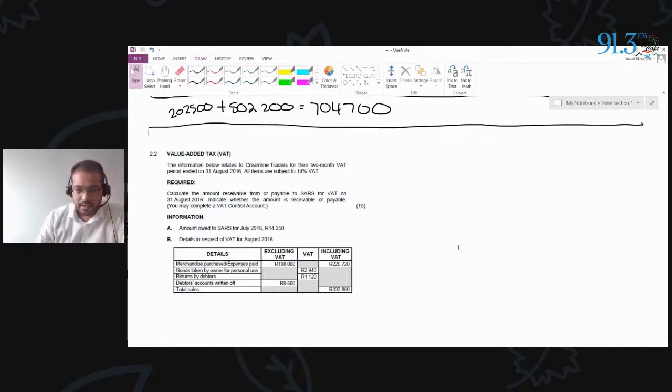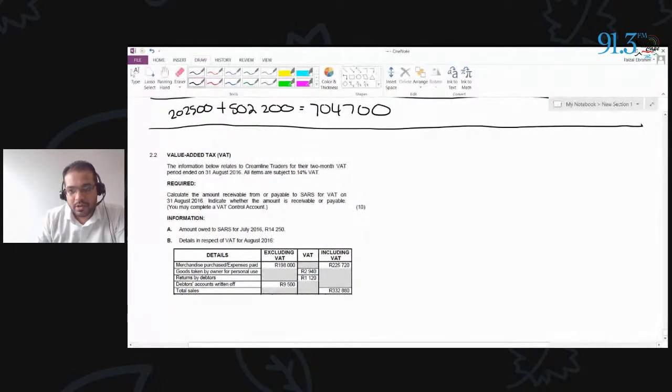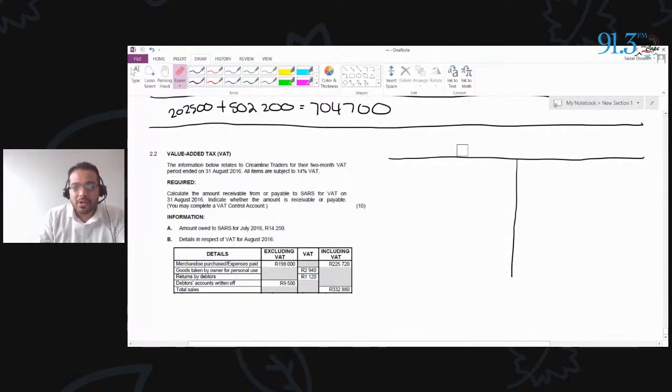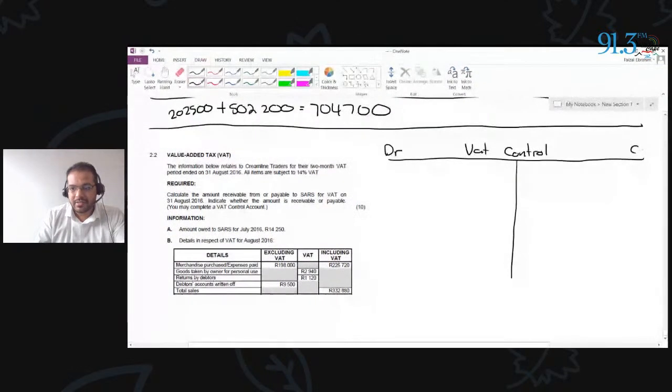Okay, so let's look at it. First of all, I start off with a VAT control account. Matriculants, grade 12s, if grade 11s are listening to this, a tip about VAT: whenever I'm asked to draw up or to calculate whether it is receivable or payable, I will always draw up a VAT control account. It is the easiest way to do it. VAT control. And we know that this side is debit and this side is credit. And we also know that the input tax is this side and output tax is on this side.